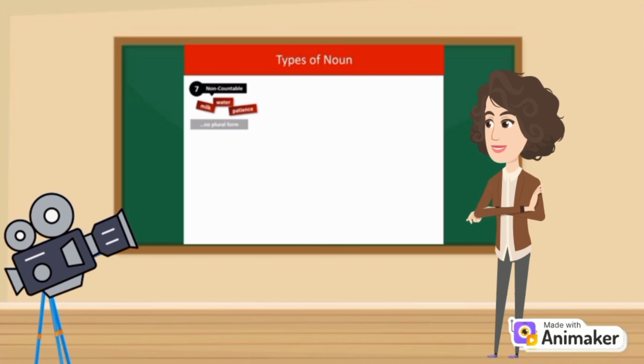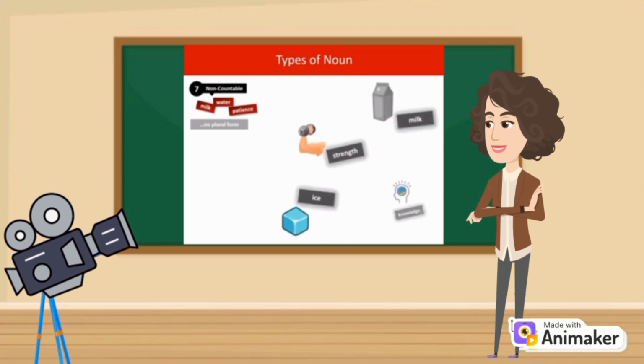Non-countable nouns. Milk, water, patience. These are nouns with no plural form. So strength, milk, ice, knowledge, wine. Now these sometimes can have plural forms when you're talking about categories of that noun. And there's a little bit more about that on the website under non-countable nouns. But generally these are nouns that don't have a plural form and they are non-countable nouns.